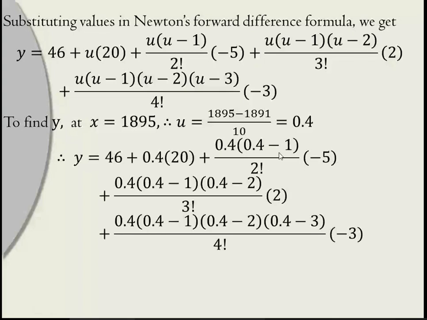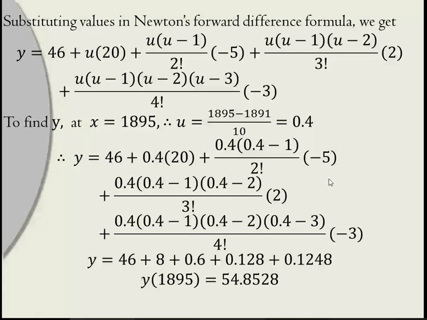Simple calculations are there: 46 plus 0.4 into 20, like that. Put it into all the terms. Do the simple calculation, simple multiplication. 2 factorial is 2. 3 factorial is 3 into 2 into 1, that is 6. 4 factorial is 4 into 3 into 2 into 1, that will be 24. So put those values and do this simple calculation. That gives us the value of Y at 1895 as 54.8528. So this is nearer to the top value, so we use the forward interpolation formula and we get this value.